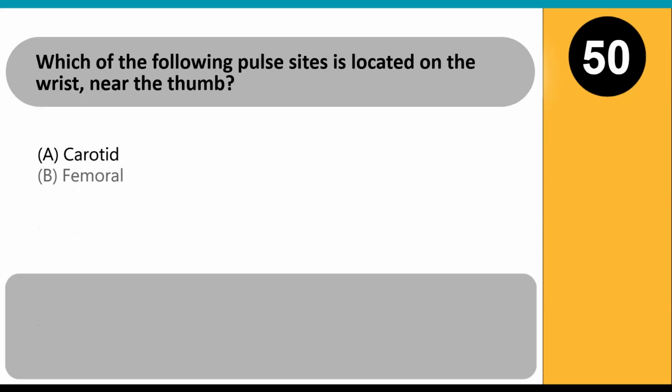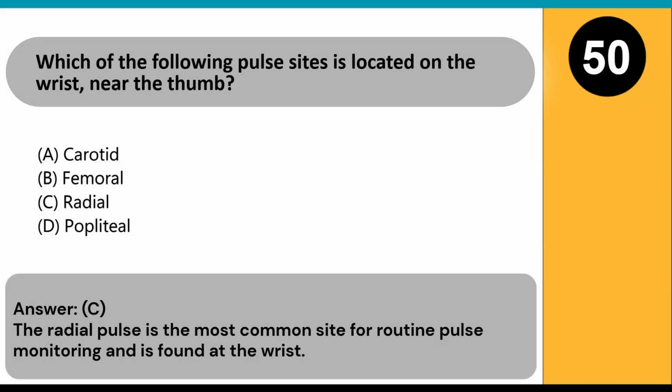Which of the following pulse sites is located on the wrist, near the thumb? A. Carotid. B. Femoral. C. Radial. D. Popliteal. Answer: C. The radial pulse is the most common site for routine pulse monitoring and is found at the wrist.